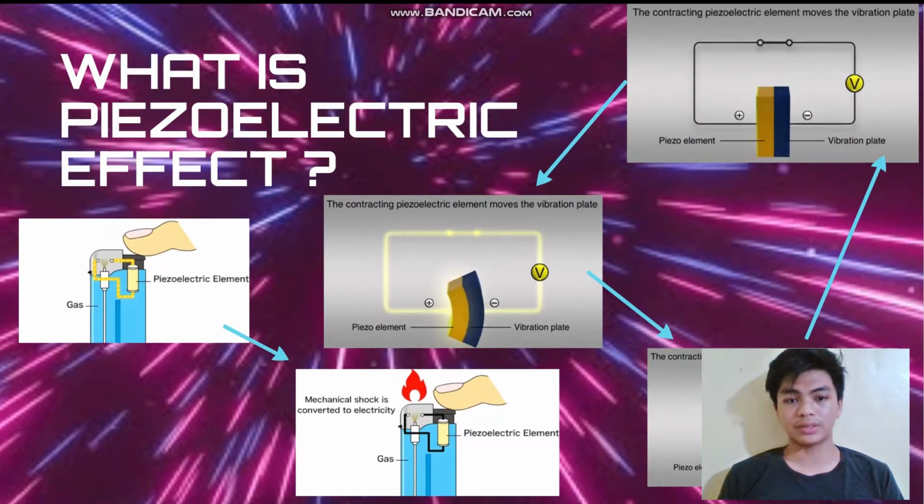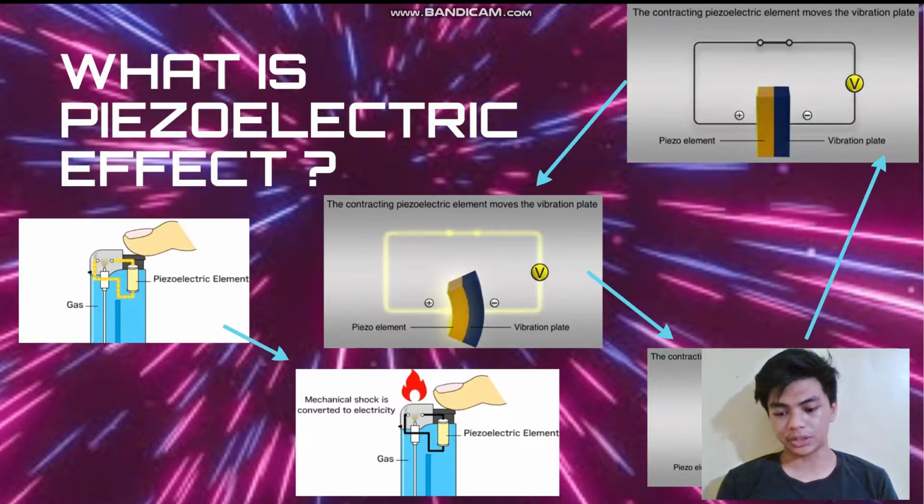Now what is the piezoelectric effect? There are certain materials that generate electric potential or voltage when mechanical strain is applied to them, or conversely, when voltage is applied to them, they tend to change their dimensions along a certain plane. This effect is called the piezoelectric effect. This effect was discovered in the year 1880 by Pierre and Jacques Curie.